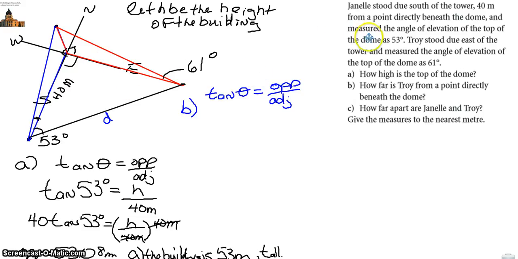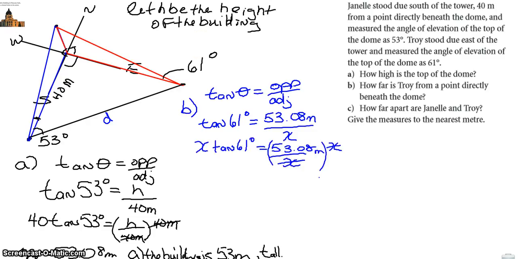Now we're going to figure out Troy. And it says, how far is Troy from the dome? Well, now that we've got this piece right here, we can use the opposite and the adjacent to the angle 61 degrees to calculate how far away Troy is. So we'd fill in for the angle 61 degrees, and we know that the dome building is 53.08 meters tall. So we could say the tan of 61 degrees is equal to 53.08 divided by x. And x would be how far away Troy is standing.